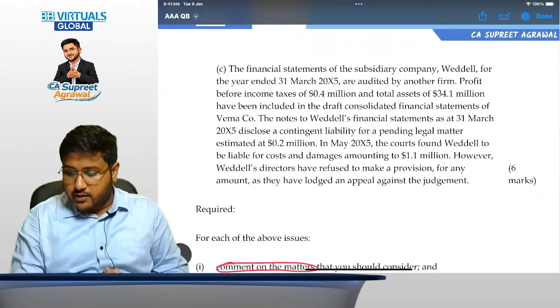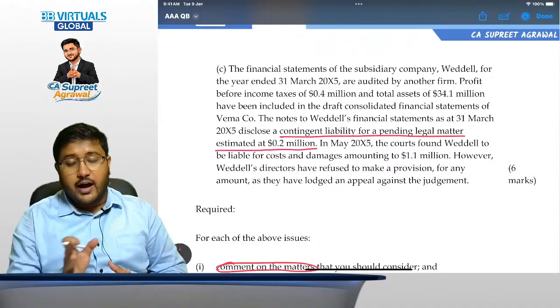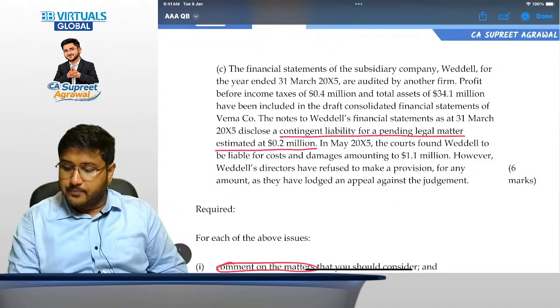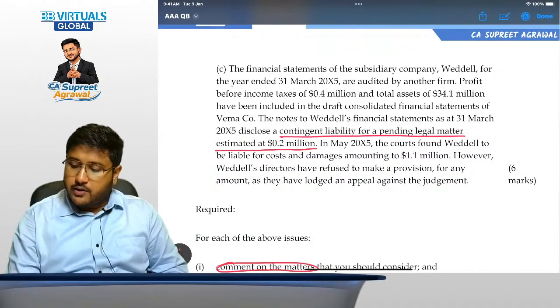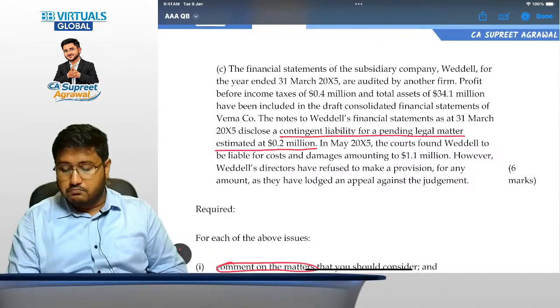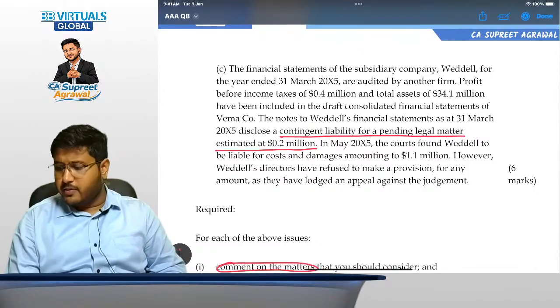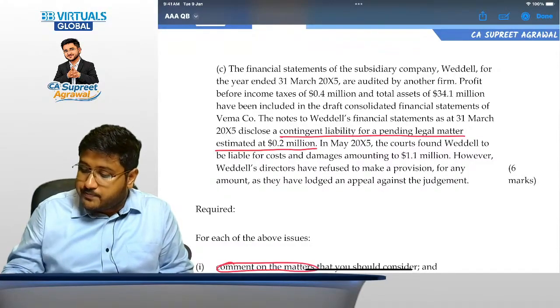Oh, is this important? Contingent liability for a pending legal matter estimated at $0.2 million. Half of profit before taxes. Very important, right? In May 2025, the courts found Weddell company to be liable for cost and damages amounting to $1.1 million. Oh my god. After the year end, the courts found Weddell company to be liable for cost and damages amounting to $1.1 million, more than their profit before income taxes. However, Weddell directors have refused to make a provision for any amount as they have lodged an appeal against the judgment. They should be making a provision. Refuse to make a provision.